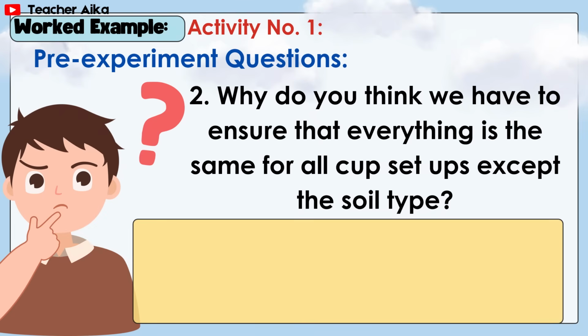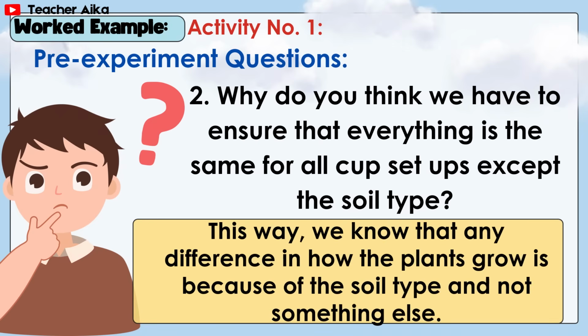Number 2. Why do you think we have to ensure that everything is the same for all cup setups except the soil type? Answer: This way, we know that any difference in how the plants grow is because of the soil type and not something else.